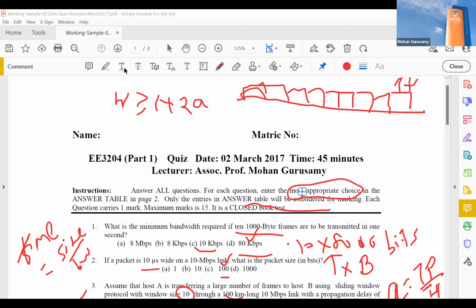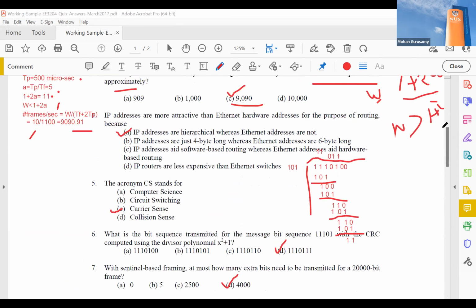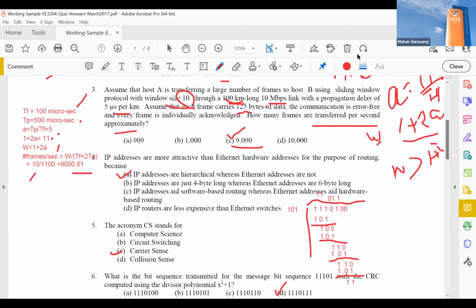Very good. There are a few correct answers. A few students responded. This will be 1 by TF. That's all, because for every TF, 1 frame is sent. So how many frames are sent in 1 second? 1 by TF. Good, for the correct answers. You need to be very careful when you calculate small a. If anything goes wrong, then 1 plus 2a may be wrong. You may end up with wrong answers.